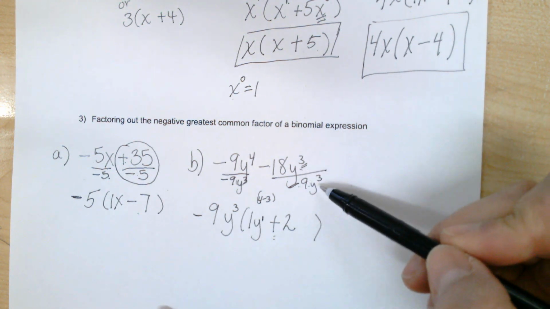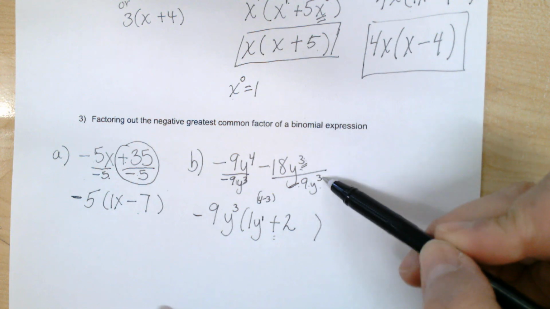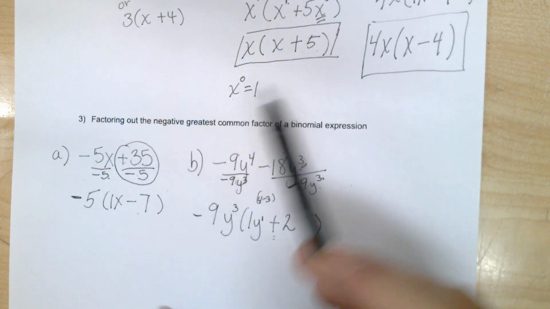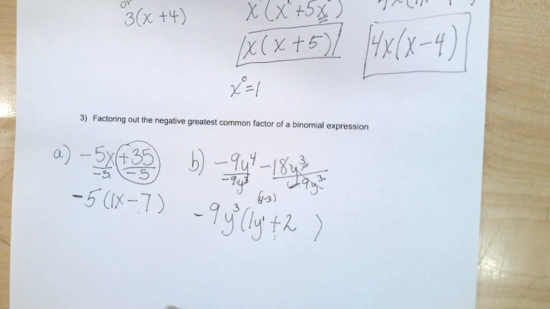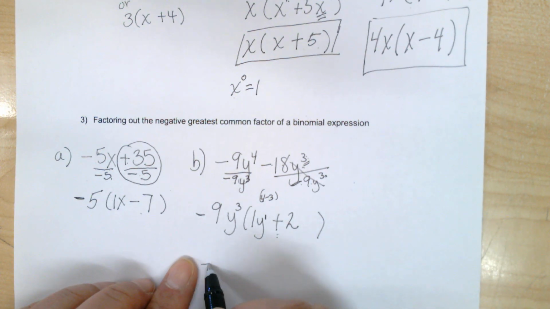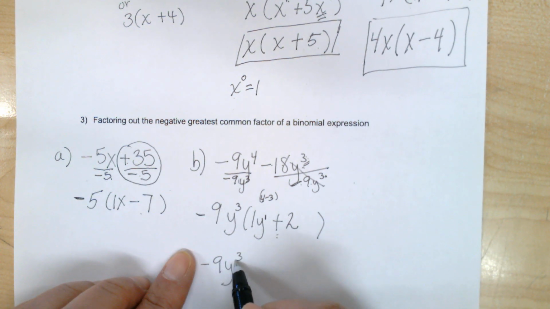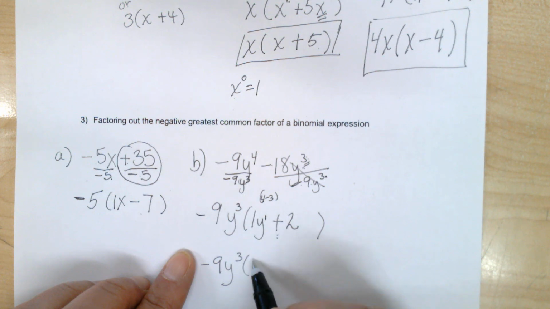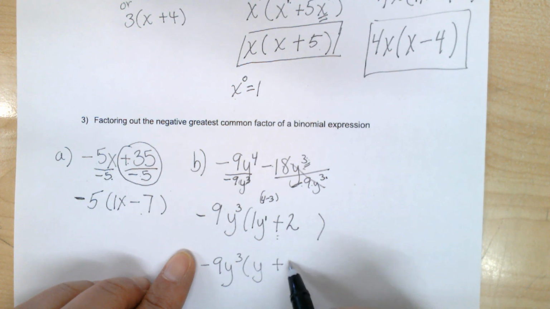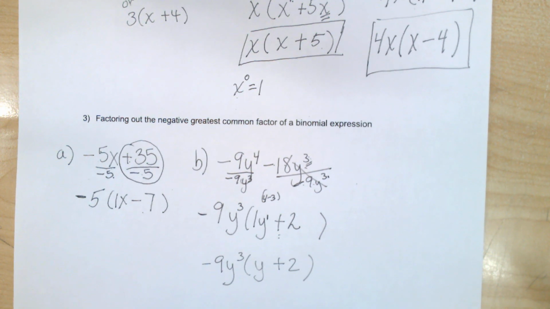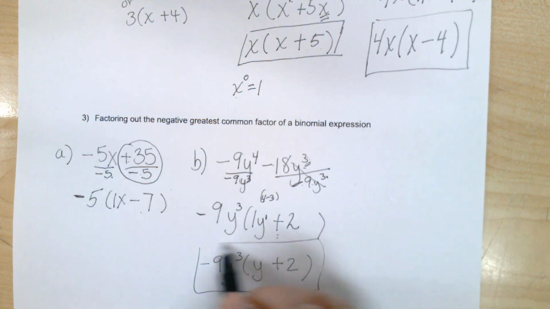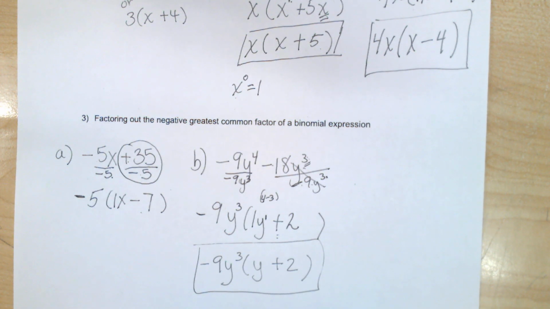And then y to the third divided by y to the third, these are the same. So it is going to be y to the 0, but anything to the 0 power is 1, so they basically cross out. So our nice simplified answer is -9y to the third. I'm going to take these ones away just to make it nice and neat, times the quantity y plus 2. Yay.